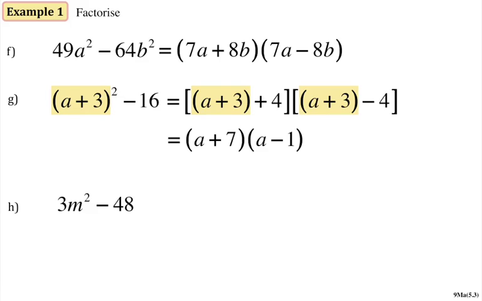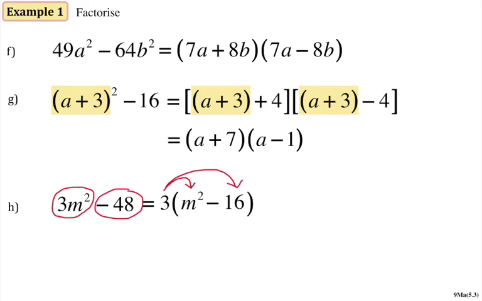Have a look at the question. 3 is in the first term, 48 is in the second term, 3 goes into 3 and 3 goes into 48. Each term has a common factor of 3. So let's take out the common factor. Now 3 goes into itself once and 3 goes into 48. How many times? 16. So let's just double check that. 3 times m squared gives 3m squared, and 3 times a minus 16 gives minus 48.